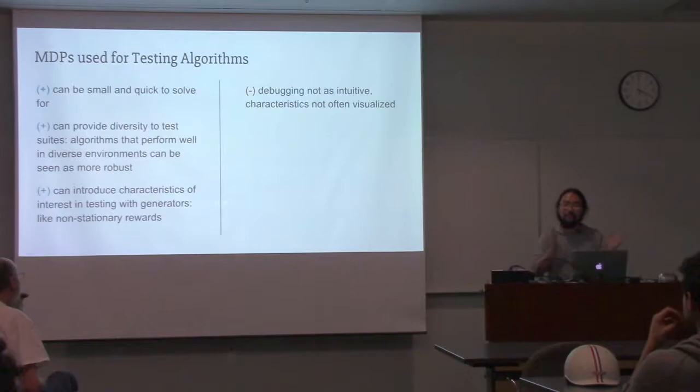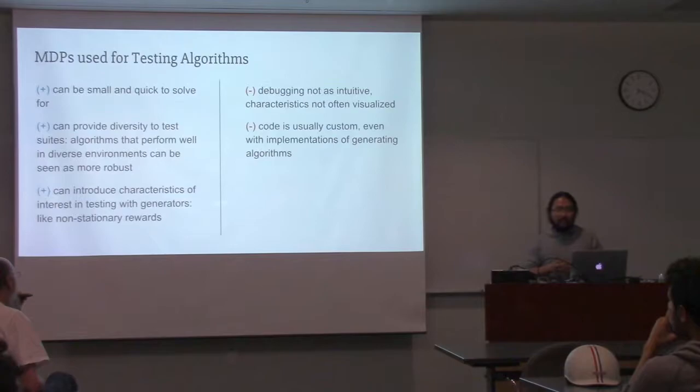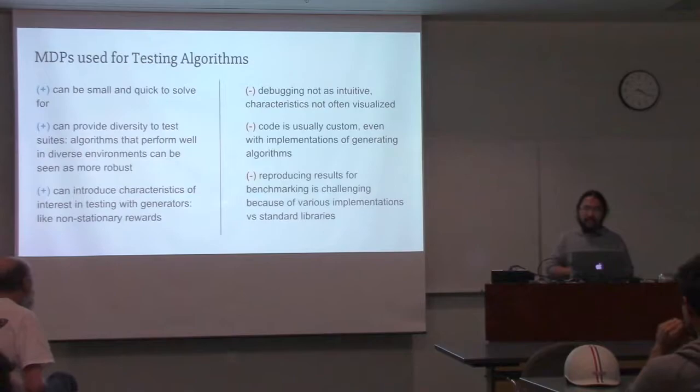And another reason is that code is usually custom. Even when there are generators that are put out there, not everybody uses them. They often run their own implementation. And then finally, reproducing the results for benchmarking tends to be challenging just because there are so many different implementations. You can't get the environment exactly the same way, so trying to get the results is more difficult.